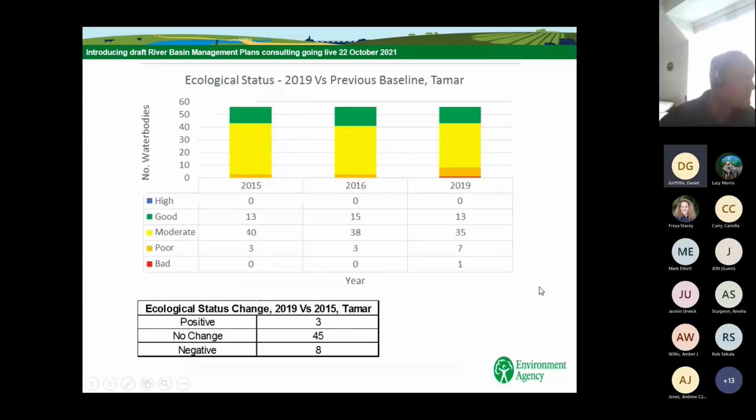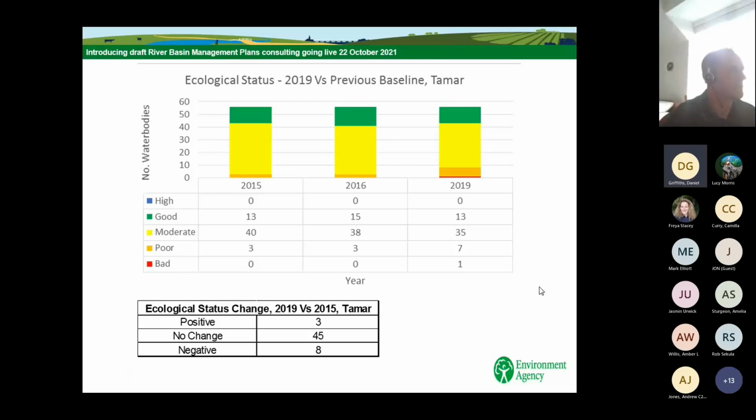So I'm going to move on now to looking at the data that is included in the plan. And first of all, I'm going to look at the change from the previous baseline. So for cycle 2 of the River Basin Management Plan, the baseline was in 2015. We're now using the 2019 data as the updated baseline. And first up, I've put ecological status for the surface water bodies in the Tamar catchment on this slide and looking at their classification. And in reality, we've not seen a huge amount of change between those two classification years.